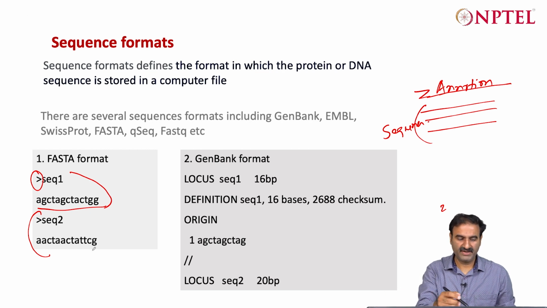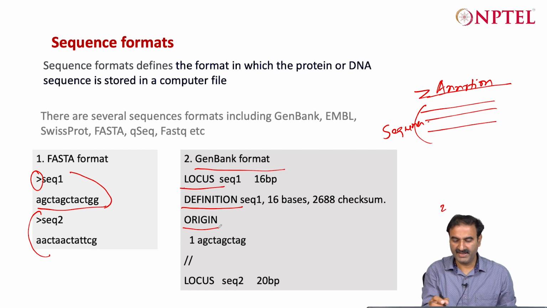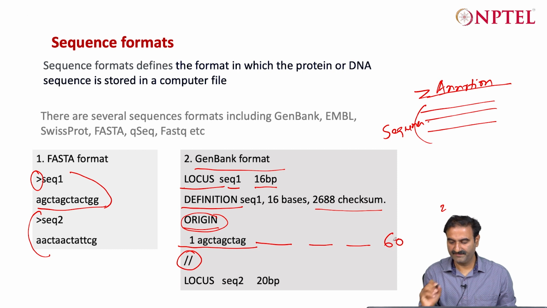And the other one, on the other hand, is the GenBank format, where you are defining a little more. For example, different tags are here: locus, definition, origin. We will see some more later. Here I am writing that this is sequence 1 containing 16 base pairs, and there is also a checksum index which is validating the sequence. The sequence here starts with the word origin and ends with two backslashes, and in between is the sequence. This sequence is also generally written in blocks of 10 characters each, 1 to 60 for example.